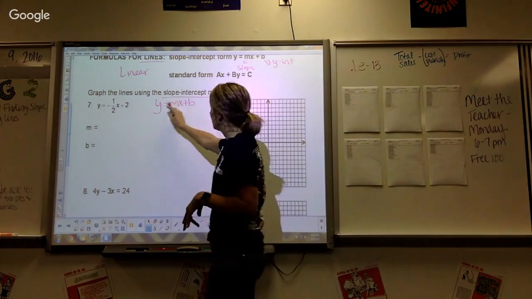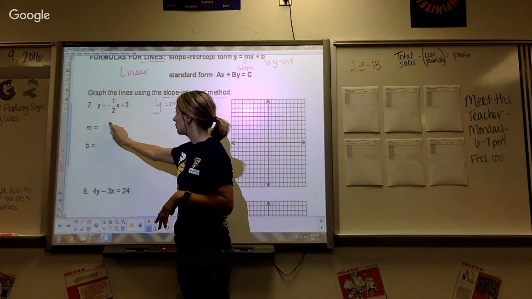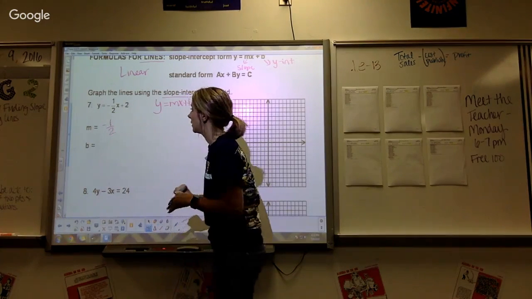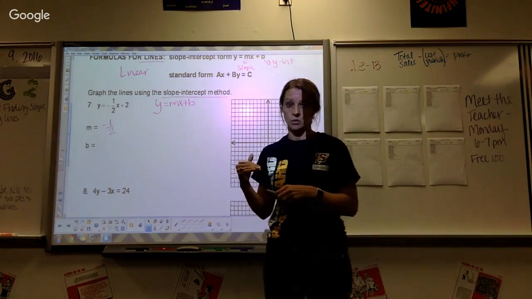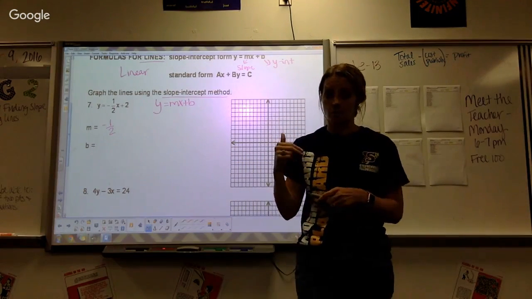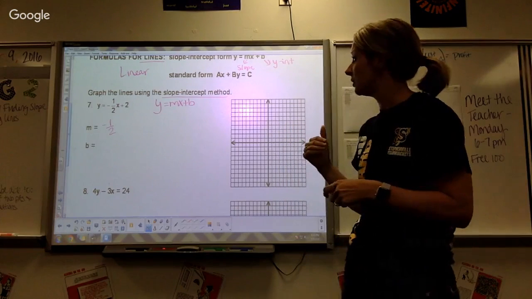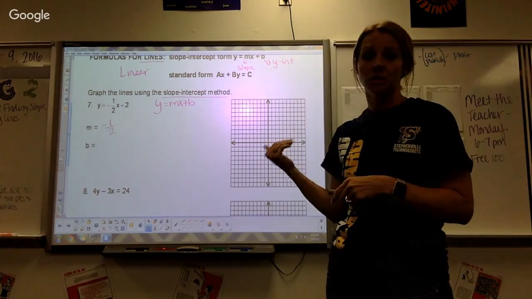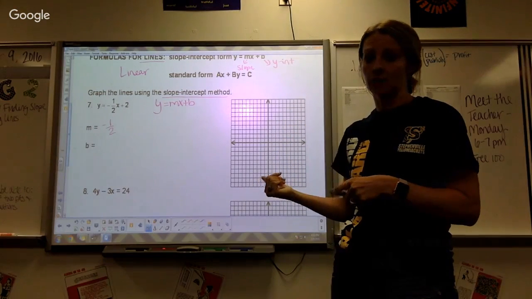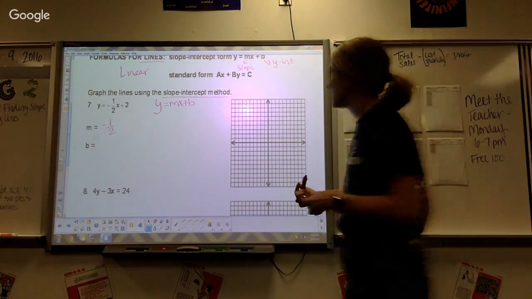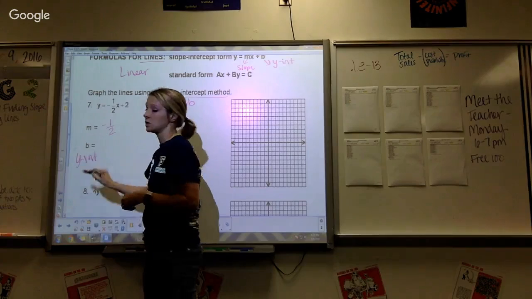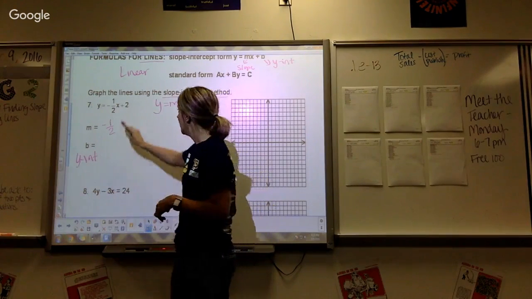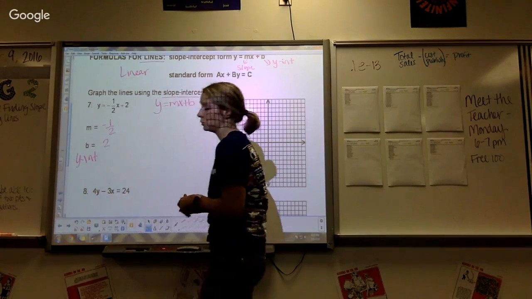So m is your number in front of x, or multiply by x, so that would be a negative 1 over 2. Now that negative you either need to put with the 1 or the 2. Okay, so either of those, doesn't matter which one you put it with, but it doesn't need to be with both because then that would make it positive, and it's negative. Okay, so there's our slope. B represents the y-intercept, which means it's where it crosses the y-axis, and that number would be 2.